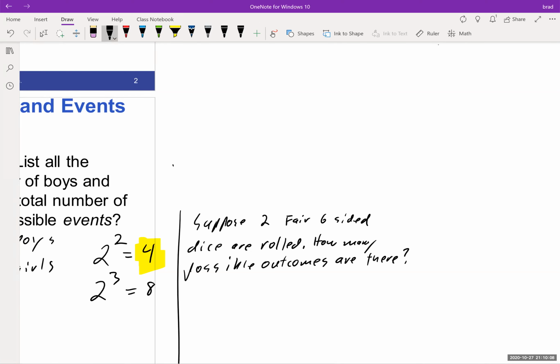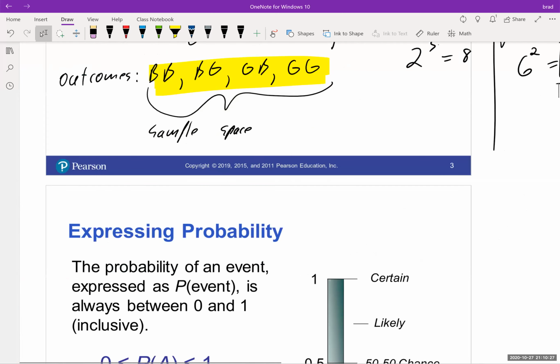Okay, well, when you roll a six-sided dice, there's six choices, right? You could have a 1, a 2, a 3, a 4, a 5, and a 6. And how many dice are you rolling? Two of them, so it's 6 squared. So there would be 36. I just wanted to reiterate that's how you can find the size of the sample space or the number of outcomes, okay?